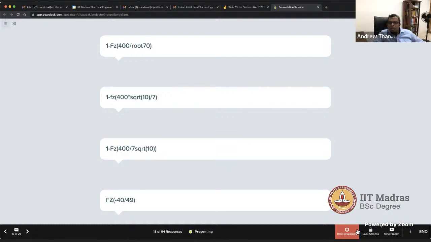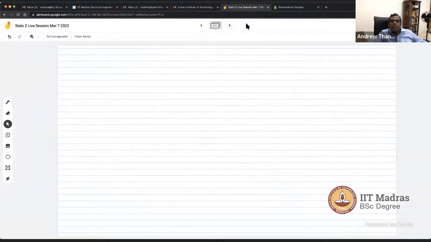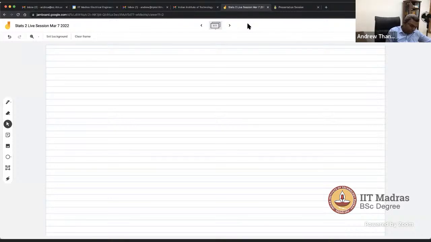Okay, so there seems to be still some confusion about this question. So maybe I should write down what I think is the answer here. Once again, the question asks you to look at a case where there are 10, each of them IID normal 60, 7 squared. 7 squared is the variance. The standard deviation is given as 7, so the variance is 7 squared. Maybe that caused confusion, with some people saying root 70 and some people saying 7 root 10.